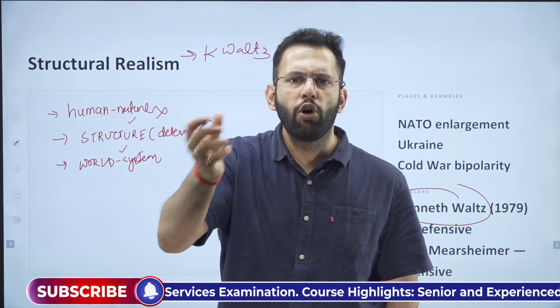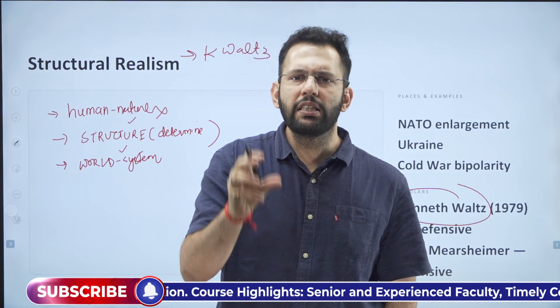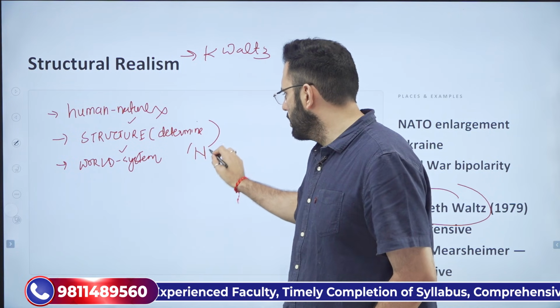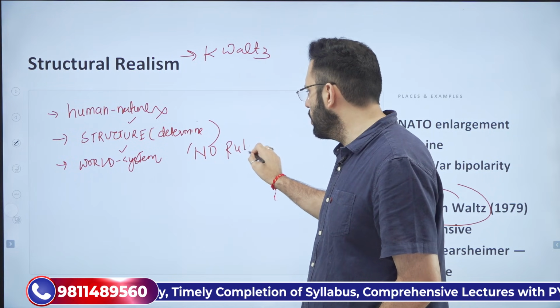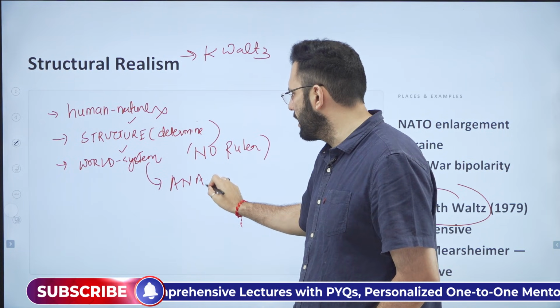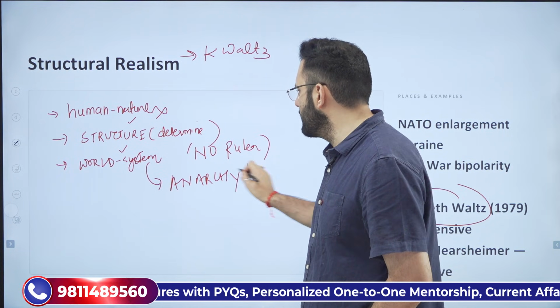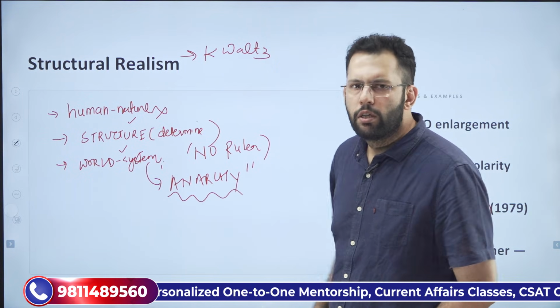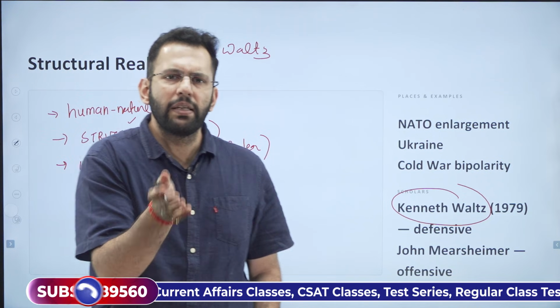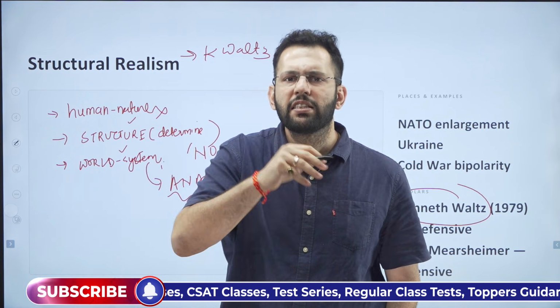There is absence of a global police force. So no one is there to implement order. So there is no ruler. There are rules, but there is no ruler. So the world system is how? The world system is that of anarchy. And anarchy is the base of realism. So they say that when the world system is anarchical, the countries will perceive each other as the opponent.